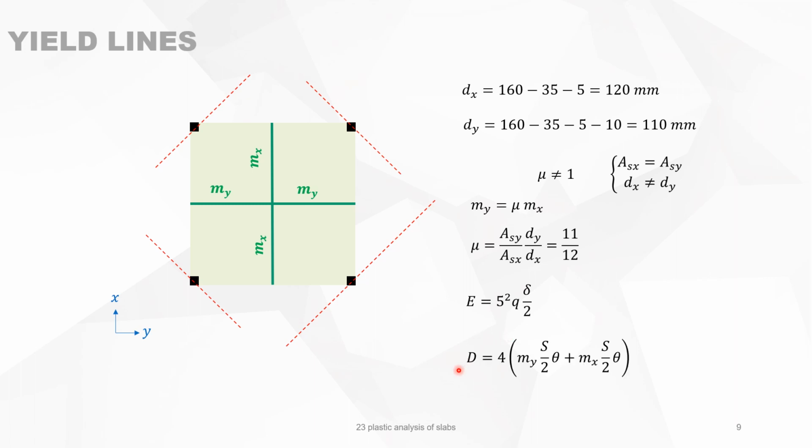To calculate D, the internal energy dissipated by rotation about the yield lines, we have 4 times, because you have 4 axes of rotation, you have 4 times my directly projected perpendicular on the axis of rotation, and we call this distance S. So that means my projected on that is S divided by 2, multiplied by theta, and then you have mx also projected on this axis. It's S over 2 times theta, and you got that 4 times. So this dimension S is equal to this dimension V, and V is S. And from the geometry, S is equal to 5 divided by the square root of 2.